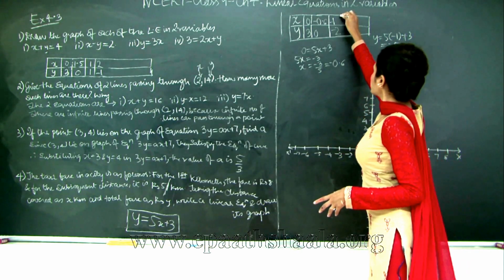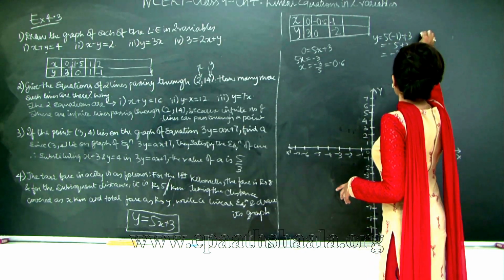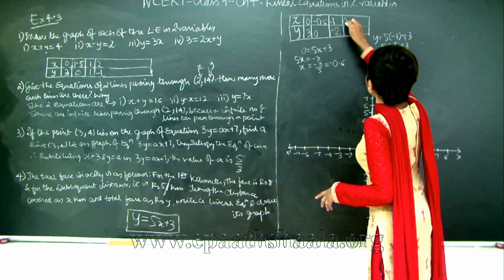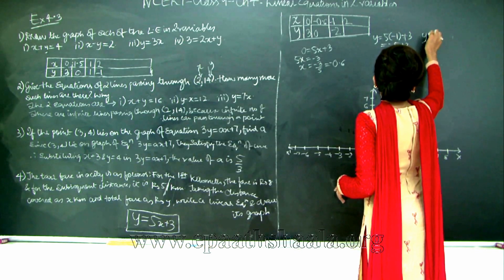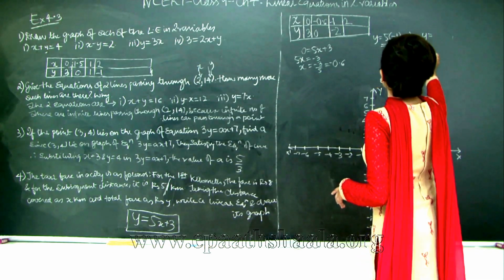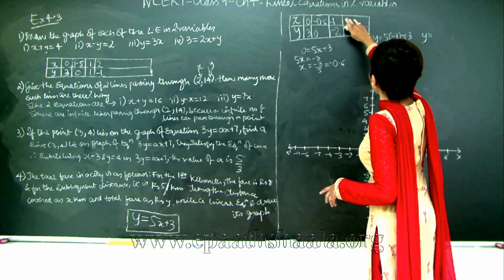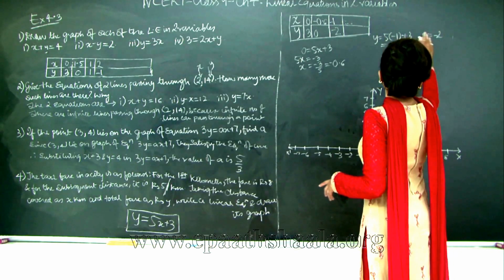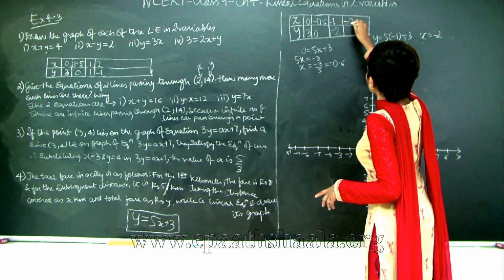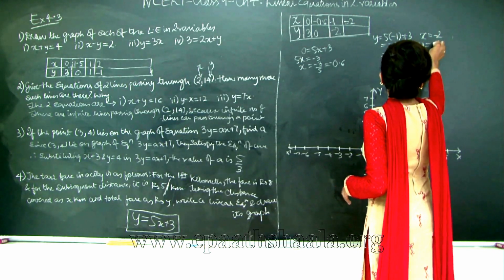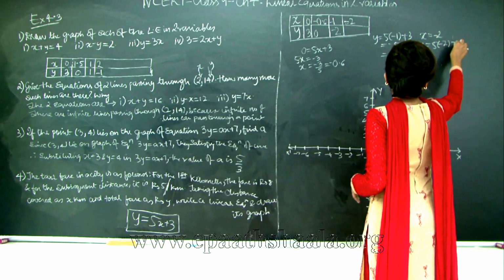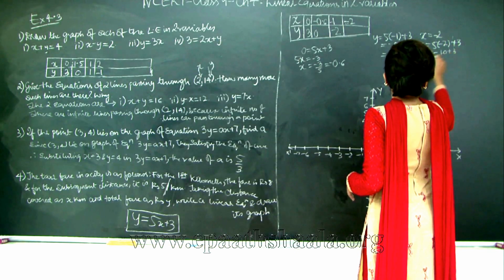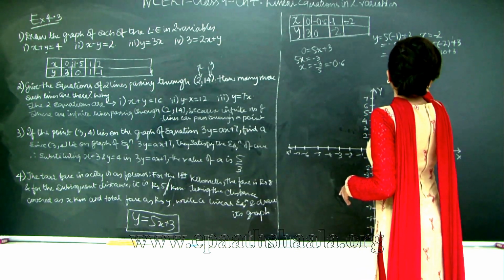So I got one more coordinate. I will just try to find one more coordinate. Let us say x is equal to 2. So when x is equal to 2, I get y is equal to, no, it is going to give me a huge number, so I will take something smaller. Let us say x is equal to minus 2. So what do I get? y is equal to 5 into minus 2 plus 3, which is minus 10 plus 3, which is equal to minus 7. So y is equal to minus 7.